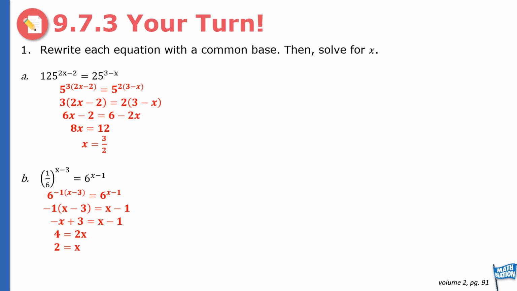And for letter B, 1/6, if we remember our negative exponents, remember when we flip those fractions or flip the whole number, it becomes a fraction. So it will be 6 raised to the negative 1 power raised to the x minus 3 equals 6 raised to the x minus 1. And just your exponents you're going to use to solve for x. Very good. Those of you who came up with this on your own, you're doing great.